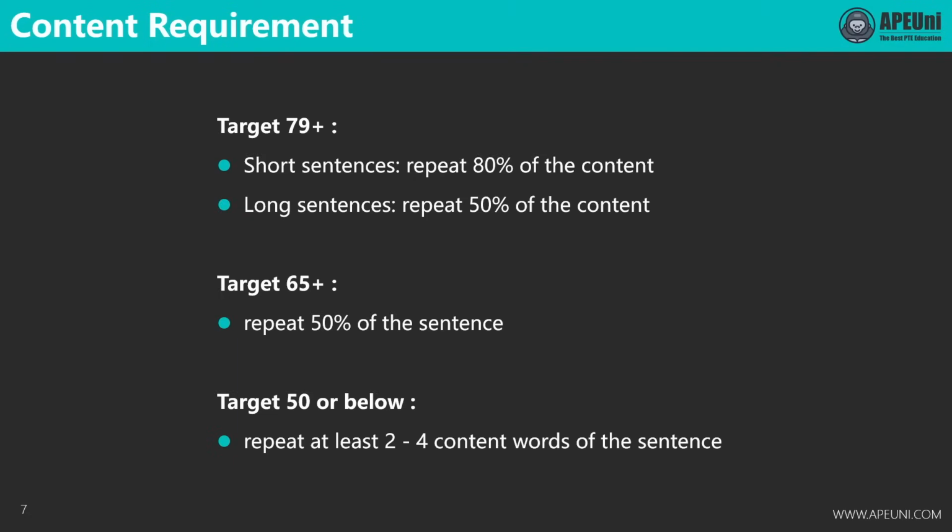For students whose target score is 50 or below, try to repeat at least 2 to 4 content words for each sentence in a clear and fluent manner. By content words, I mean words with meaning like nouns, verbs, adjectives, or adverbs. Prepositions like to, on, of, for are not counted.